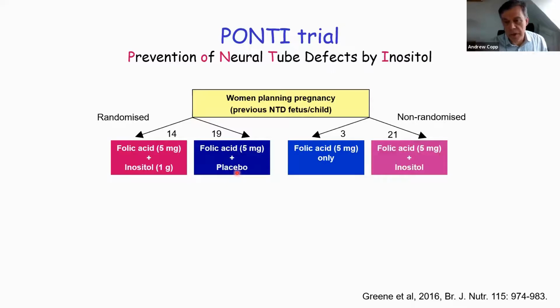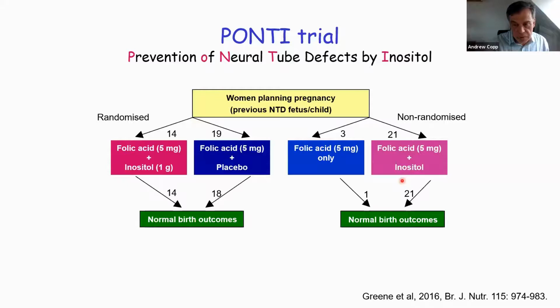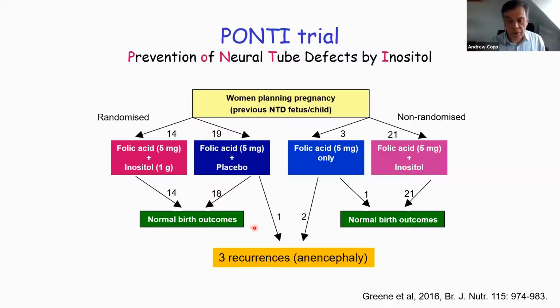In fact, quite a lot of the women declined randomization because they wanted to take inositol, which was a surprise when we did this study. We followed up both types of pregnancy, and most cases had normal birth outcomes, of course, because the recurrence risk is about 1 in 25. But we had 3 recurrences in this study, all anencephaly, but they only came from women who were in the folic acid only groups. So we would hypothesize then that folic acid for these women, most of these women had taken folic acid in their first pregnancy.